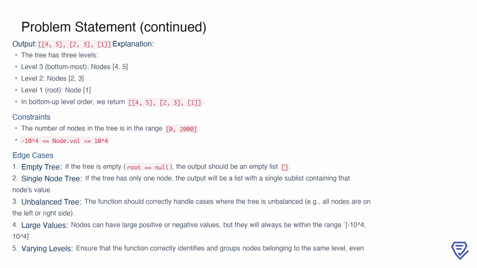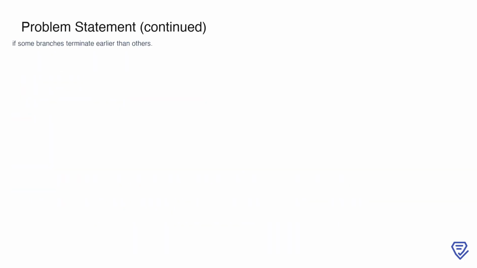Now let's consider the constraints and edge cases to ensure our solution is robust. The problem comes with some important constraints and edge cases to consider. First, the number of nodes in the tree can range from 0 to 2000, so we need to handle small and large trees efficiently. The values of the nodes are integers, ranging from -10,000 to 10,000.